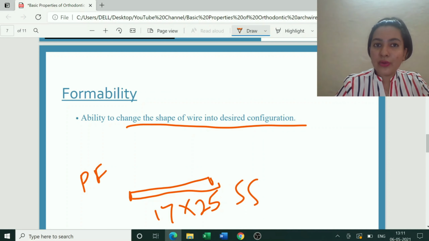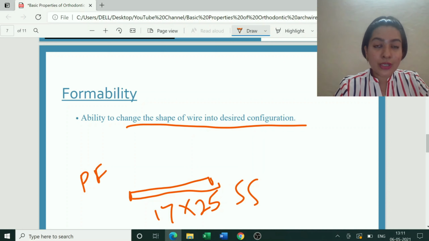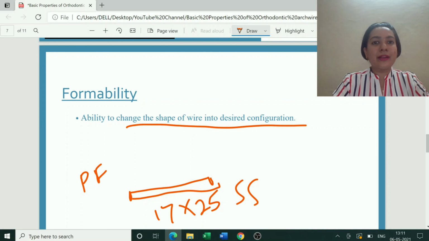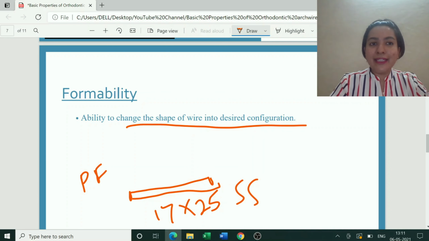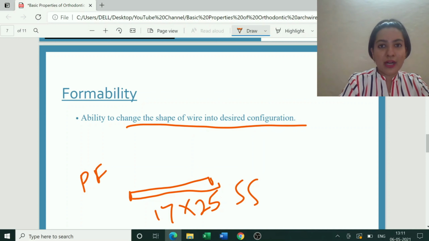Okay, now I want to insert it into the patient's mouth. So I need to bend it into the desired configuration. I will give it all the bends which are required. Maybe I'll cut the wire into half, then use the turret and give it the arch form. And any modifications which have to be done will be done in this particular arch wire.